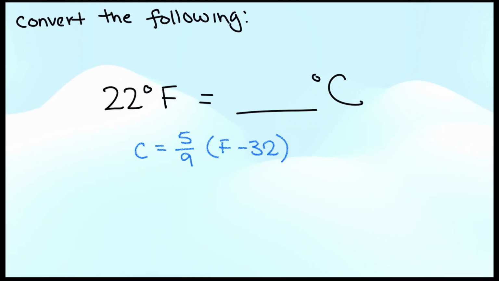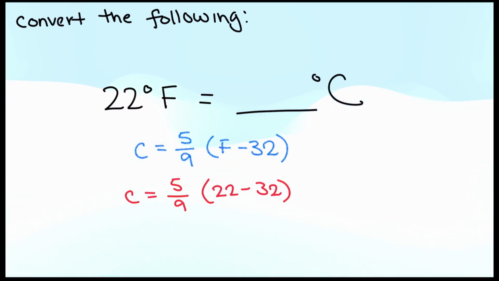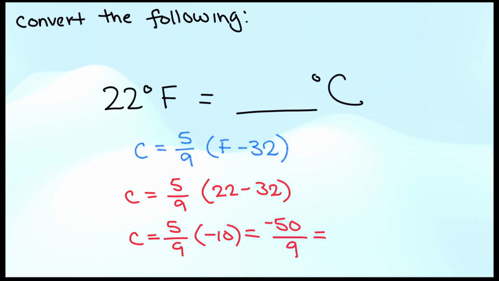To do this conversion, I'm going to take the 22 and just plug that in for F and then solve. So C equals 5/9, parenthesis, 22 minus 32. And now this is a PEMDAS problem. I work inside the parentheses first. 22 minus 32 is negative 10. And then I can multiply. 5/9 times, technically it's a negative 10/1. If I multiply straight across, that gives me negative 50 over 9.